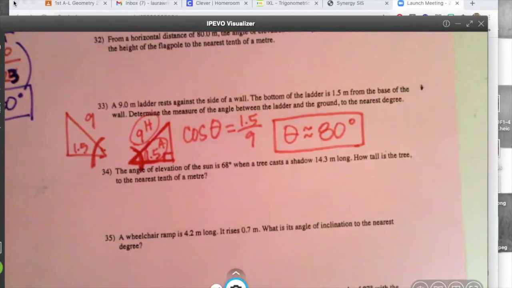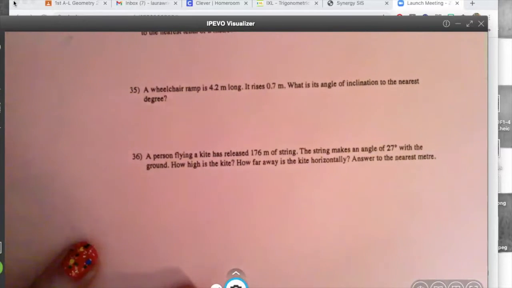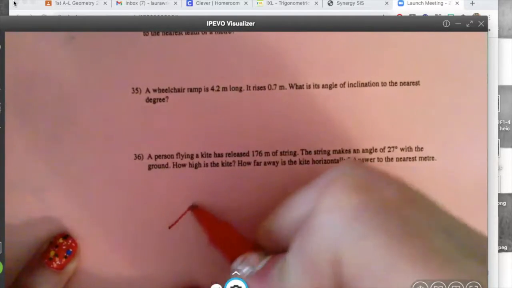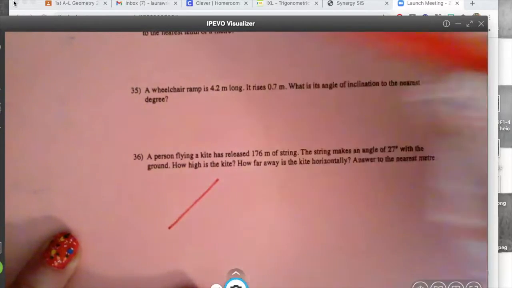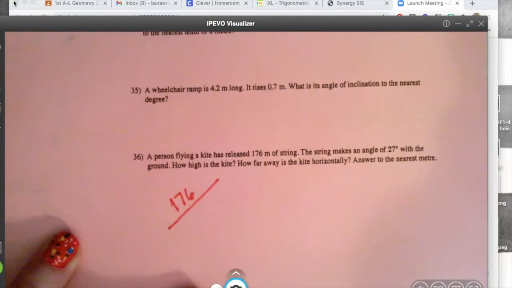Okay. Let's also skip down and do number 36. Number 36, a person flying a kite has released 176 meters of string. Okay, so the string, if you're flying a kite, it doesn't go just straight up above your head. So the kite string is going to go out this way or the other slant, it doesn't matter, but it's your slanted line. And it is 176 meters long. The string makes an angle of 27 degrees with the ground.